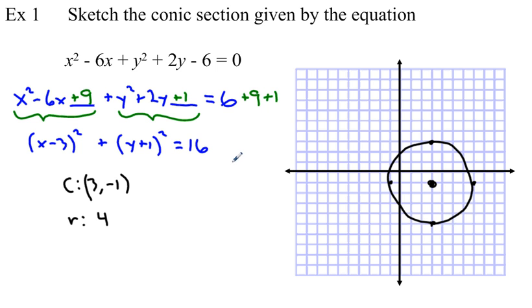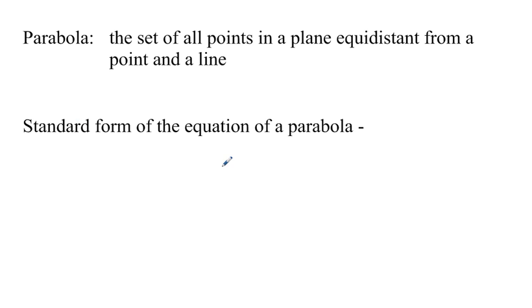Okay, so that's the first conic section we're going to tackle today. Here's the second. So first of all, parabola. You've seen parabolas before. You saw them in Algebra 1, Algebra 2, earlier this year in pre-calc.